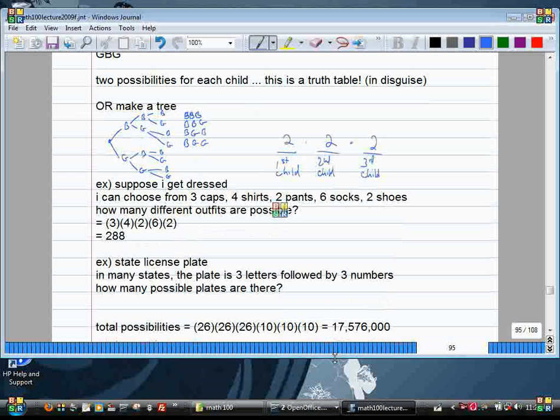Okay. So do you understand this idea of sequencing and going event by event? This is the key. So a little more than 17 million plates are possible. Now it turns out they actually used to have this rule in New York, but they ran out of plates, so they had to allow more possibilities.